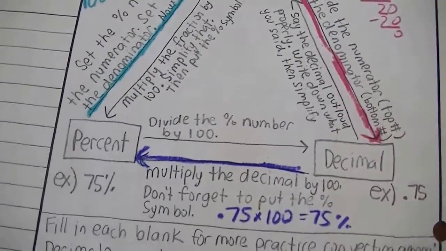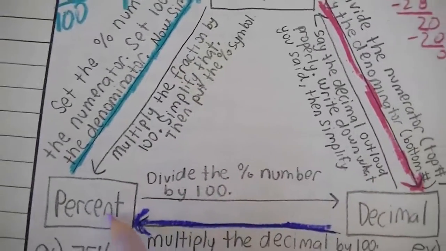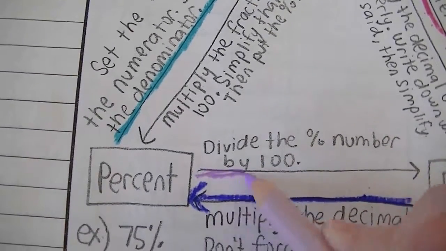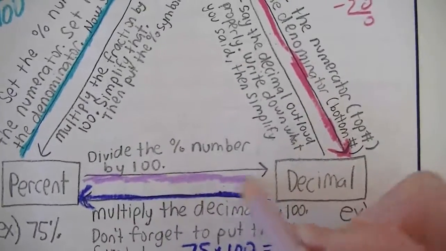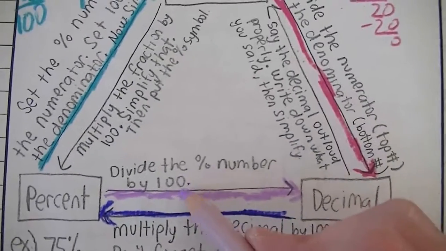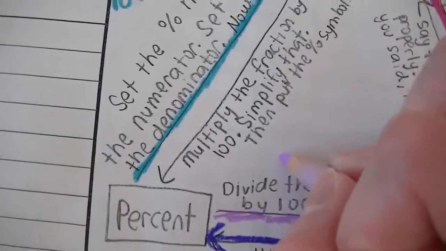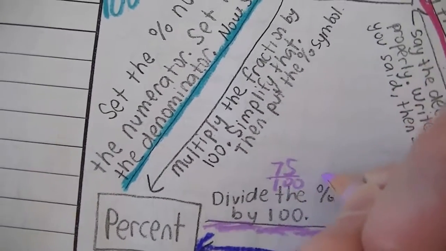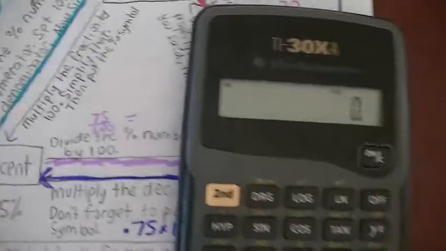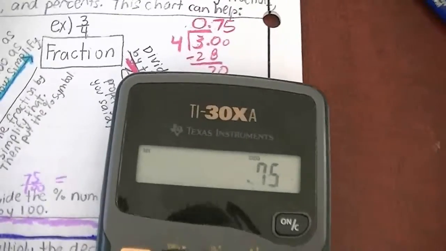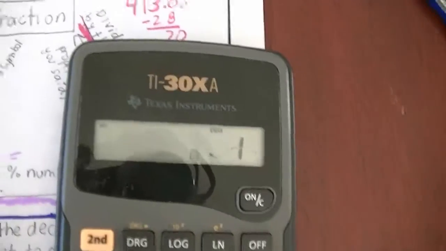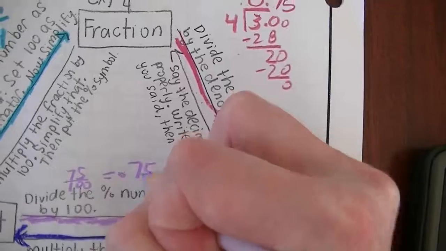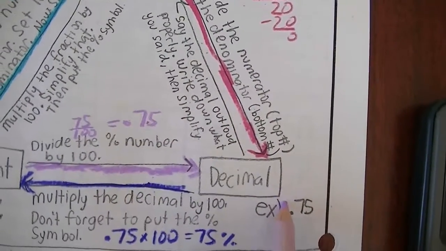Now let's go the other way, from a percent to a decimal. So we have this percentage, we want to make it a decimal. You just divide the percent number by 100. So take your percent number and divide it by 100. You could do your long division if you want, but I'm going to do it really quick. 75 divided by 100 is 75 hundredths. What we got right here.